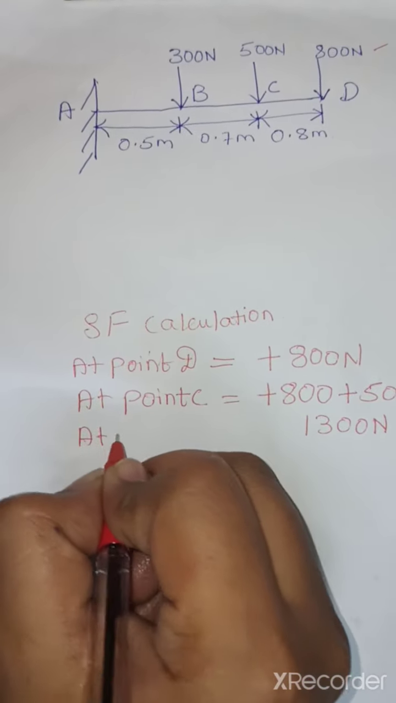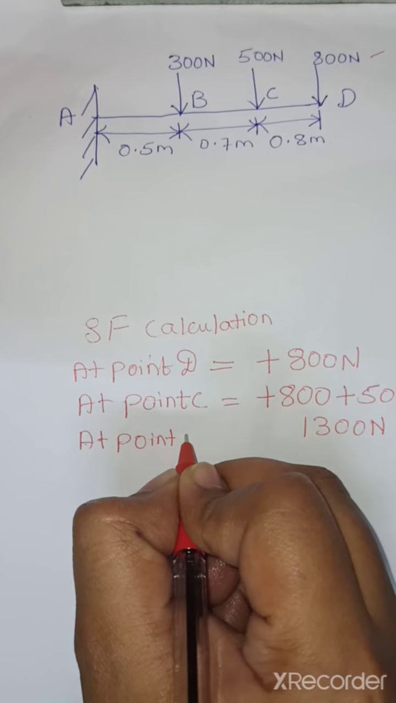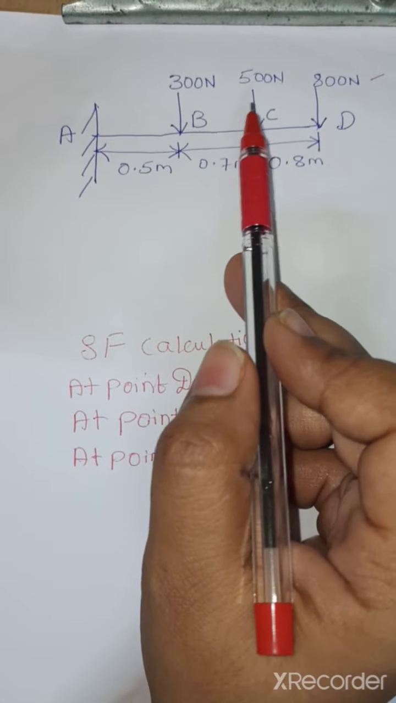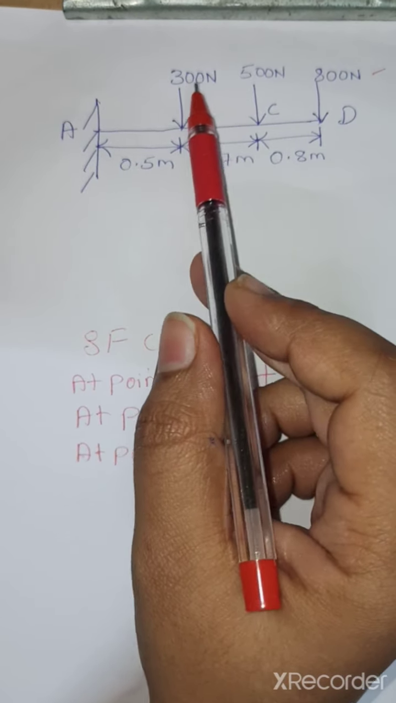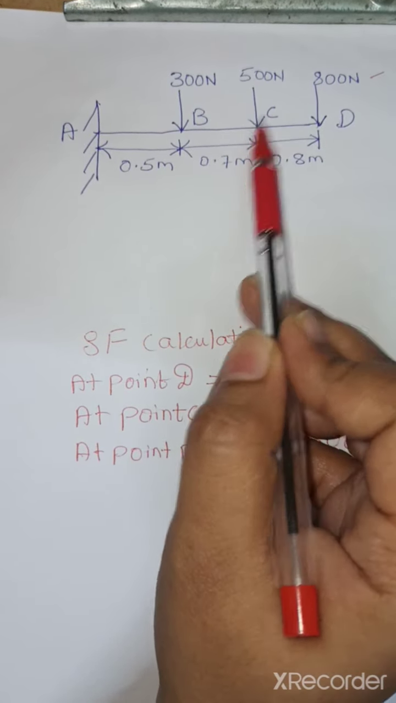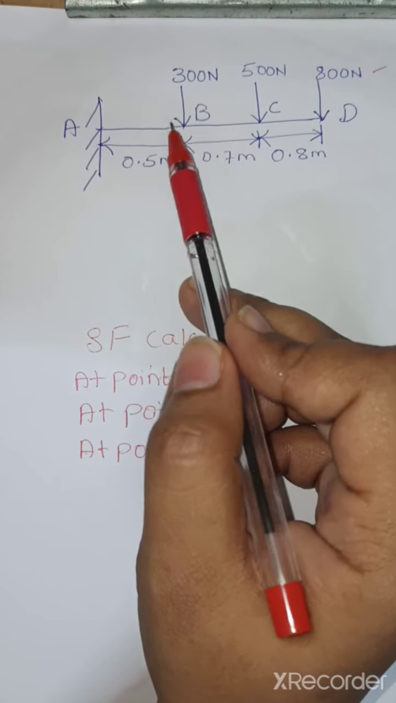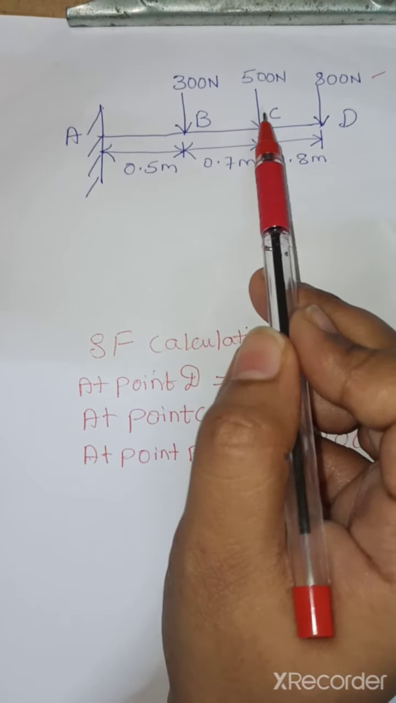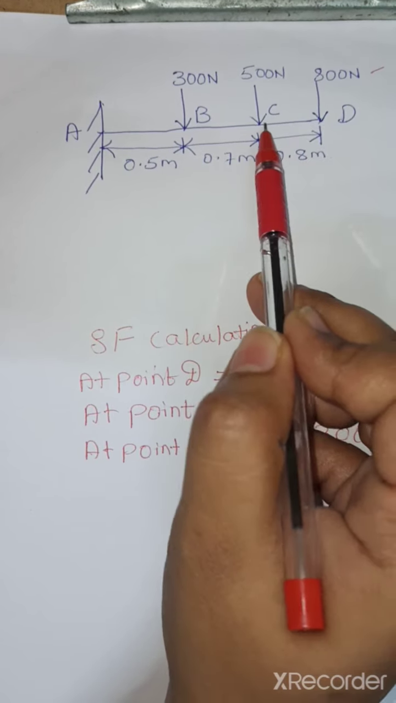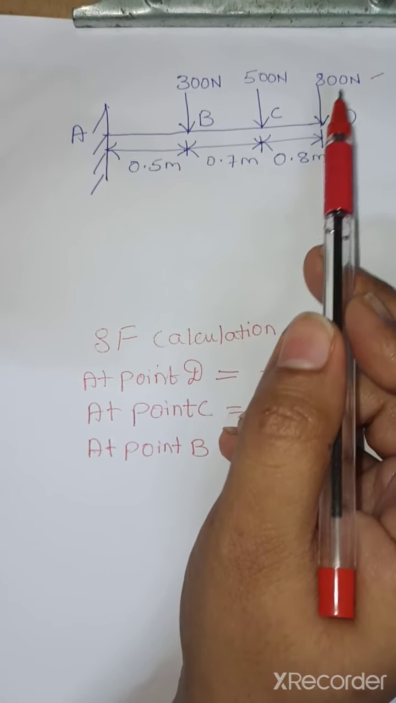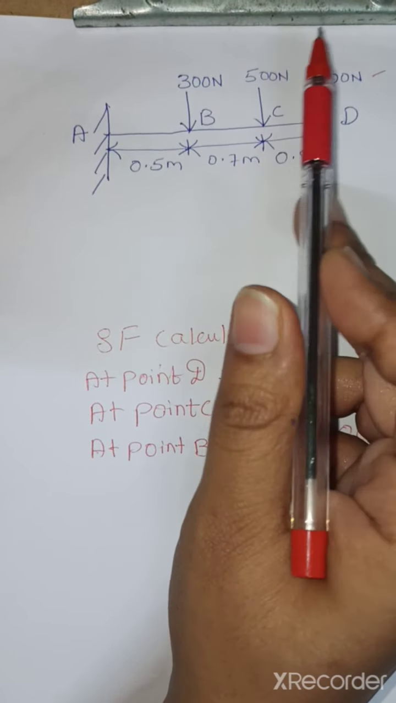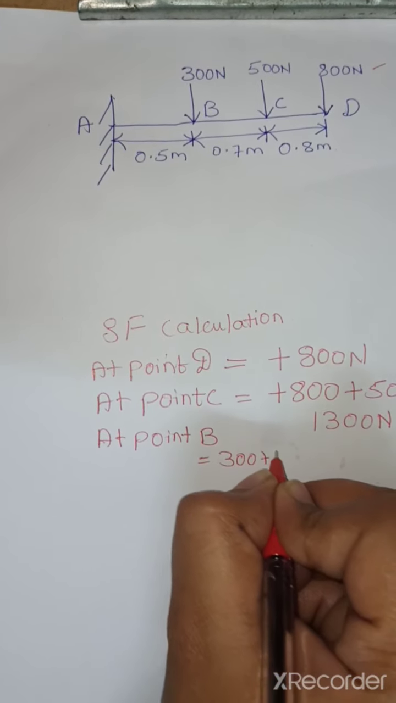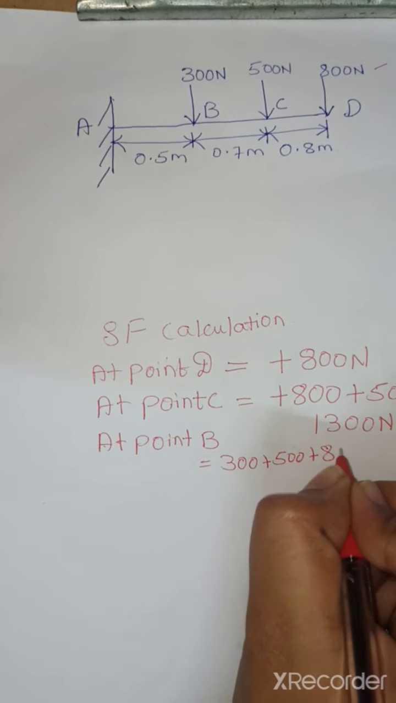Now at point B. In order to calculate the shear force at point B, we have 2 points prior to point B, that is C and D. So the shear force at point B is the effect at point B plus the force effect due to point C and point D. We add all three forces: plus 300 plus 500 plus 800 Newton.